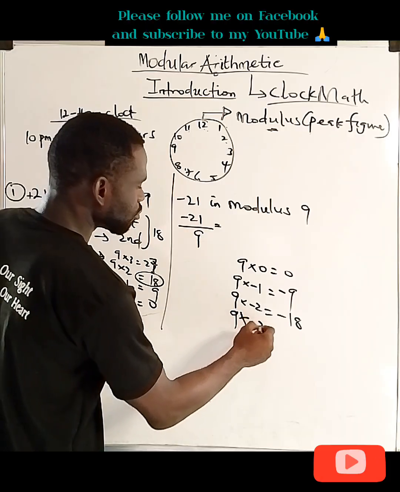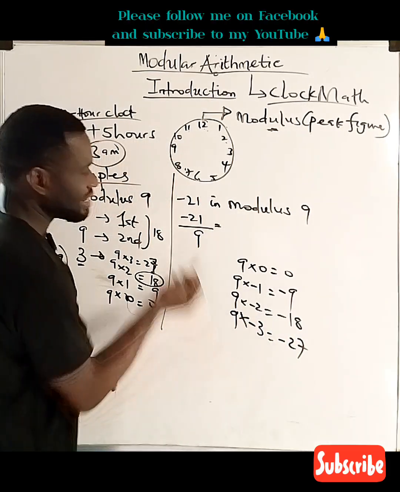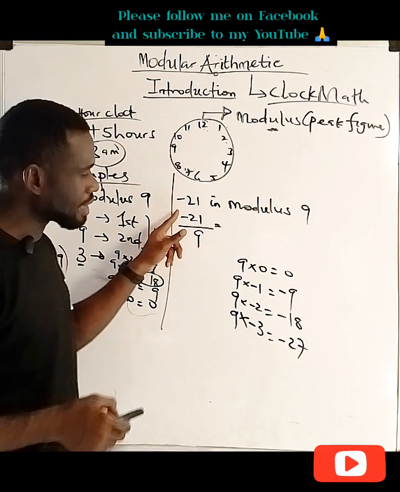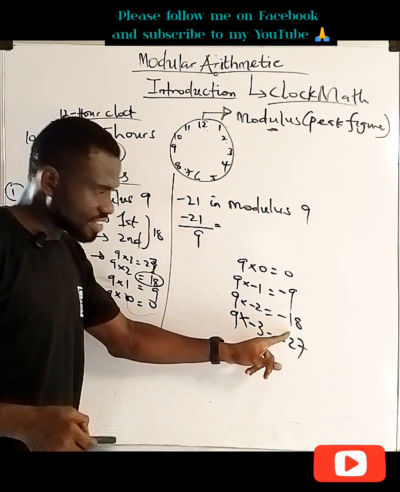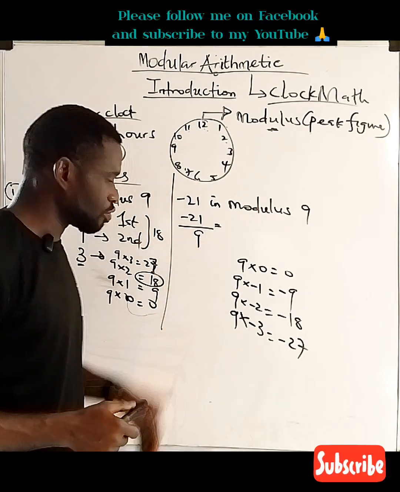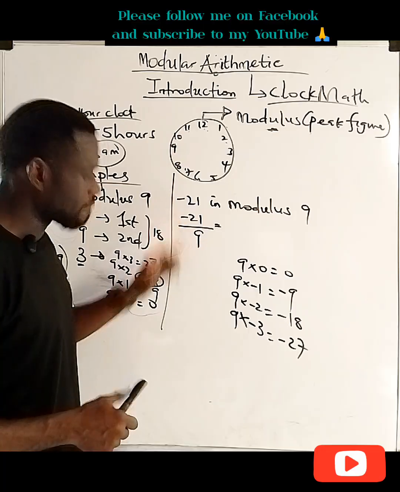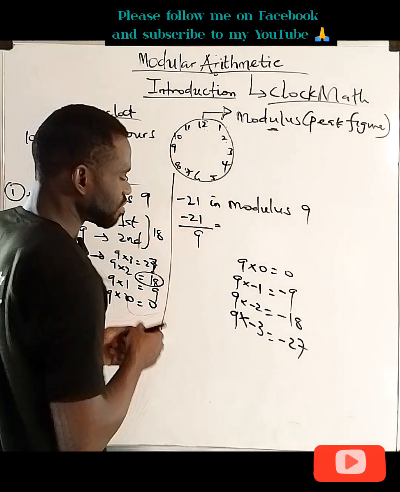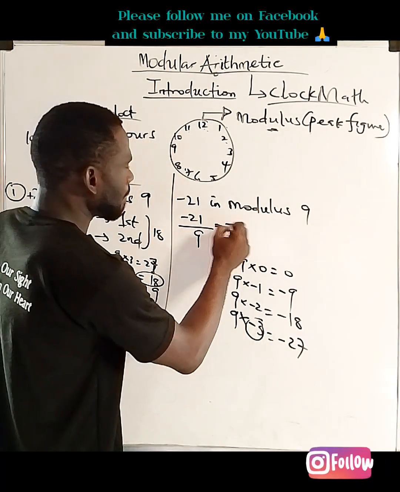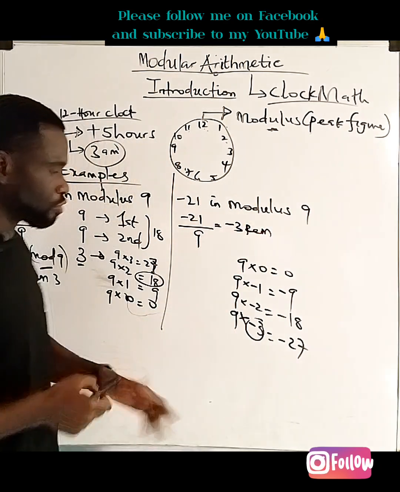So 9 times minus 3 is minus 27. Minus 27 is smaller than minus 21. Minus 18 is bigger. So you're looking for minus 21 or something very close to it. Minus 27 is the nearest to minus 21. So what I'm going to pick: the quotient is simply minus 3. That's the result. Remainder, minus 3 remainder what?